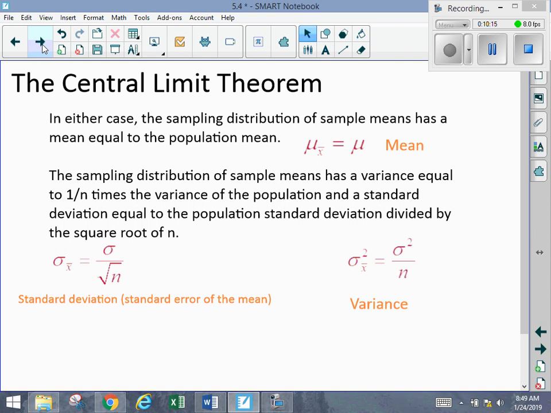You just need to know that the mean of the sampling distribution of sample means is equal to the mean of the population, and that the standard deviation of the sampling distribution of sample means is equal to the standard deviation of the population divided by the square root of your sample size. You've already got that written down, and you've got it.